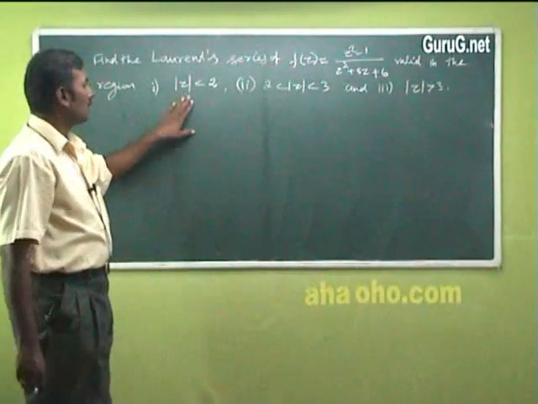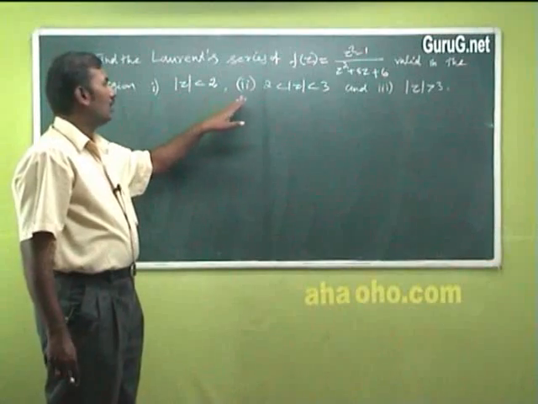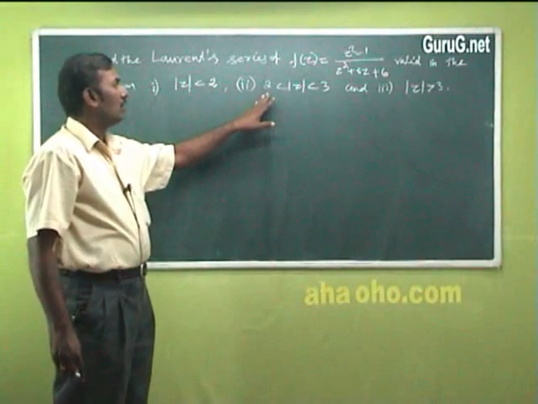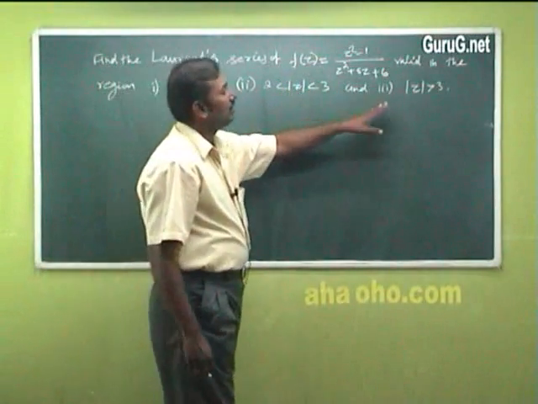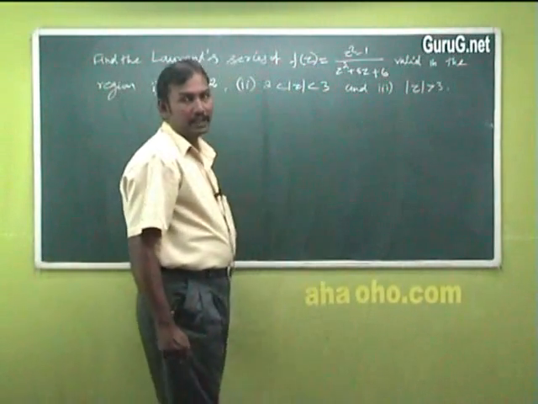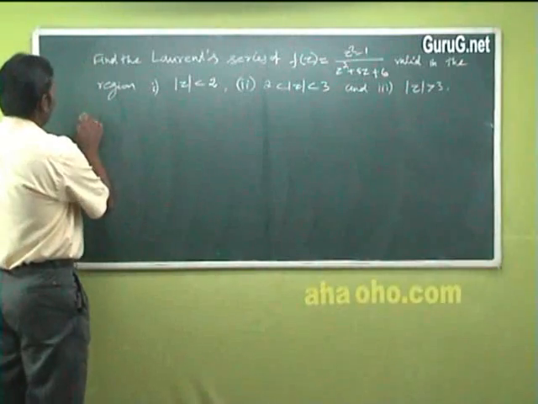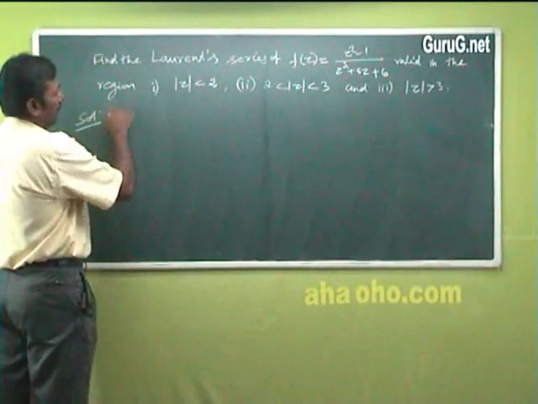First region modulus of z is less than 2. The second region 2 less than modulus of z less than 3. And third region modulus of z is greater than 3. First, what I am doing is, the given function, I will do partial fraction.